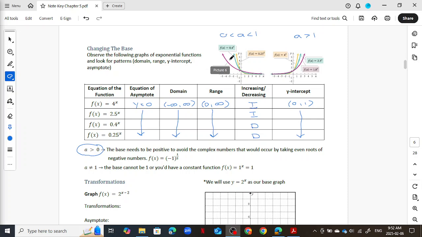So your a value has to be greater than 0. It cannot be negative. And the other thing is that a cannot equal 1. If you put in a base of 1, 1 to any exponent is just 1. So it would actually be a constant function. It wouldn't be an exponential function. Okay, that is the end of the first video for 5.2.